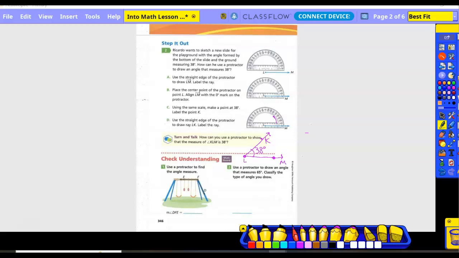You can either align the bottom with E or you can align the bottom with D. So let's just align the bottom with D. Then you're going to see where the ray FE goes to. Before you do that, tell me, is that an obtuse angle or an acute angle? It's obtuse, so go ahead and write obtuse. Your angle should measure more than 90 degrees, correct? But less than 180, right?